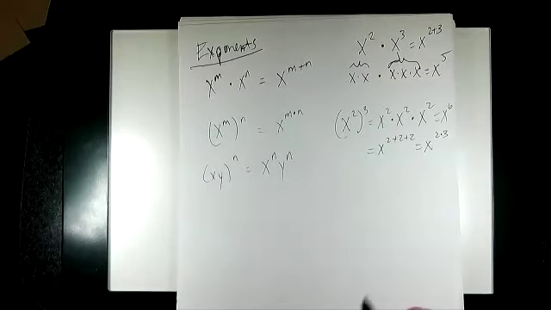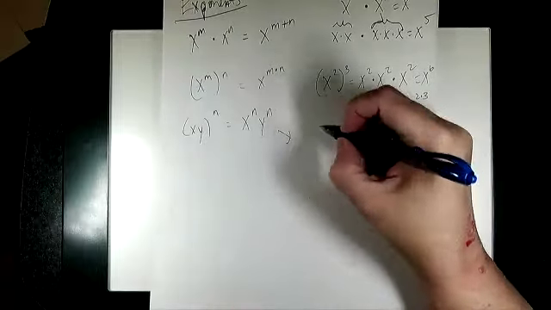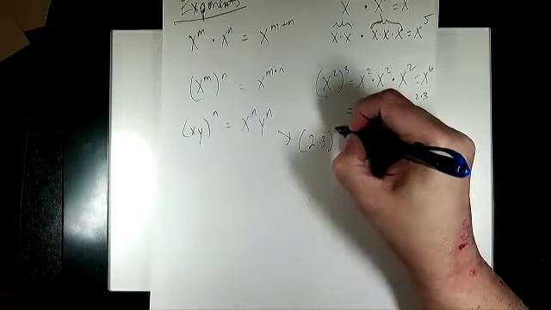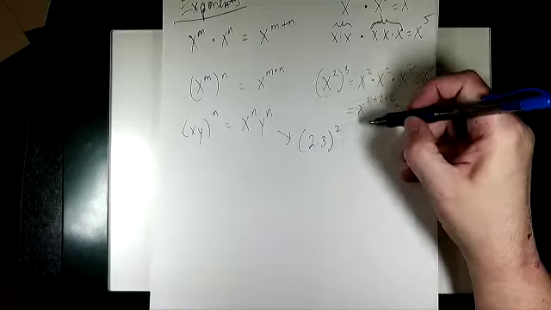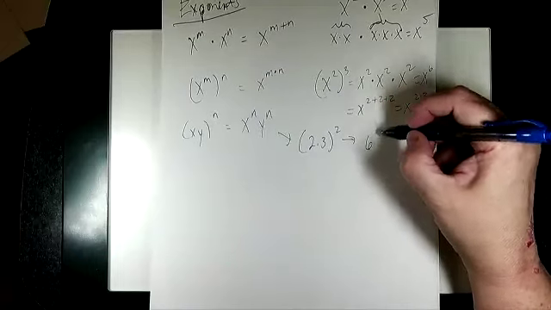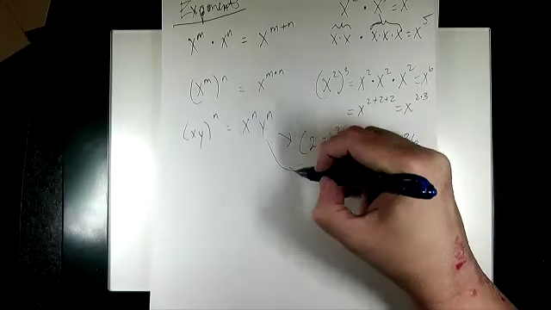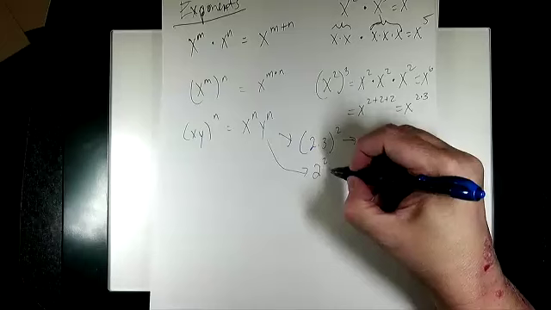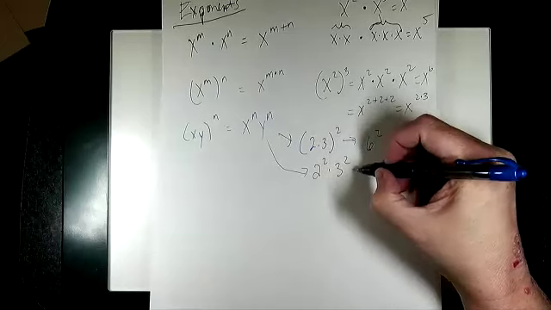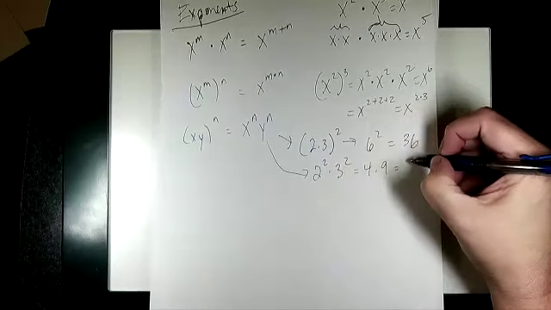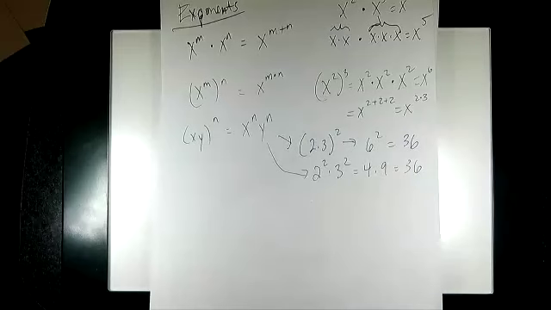So if I were to do an example of why this one works, I could say 2 times 3 squared. One way of doing this would just be multiplying them and squaring them and getting 36. And then doing the formula gets us this, which is 4 times 9, which is also 36. So examples of why they work.